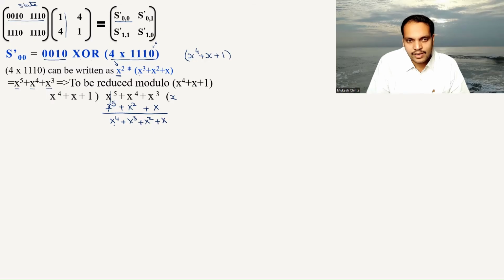Now it is still the same degree. I still have to reduce it. I can only accept x cube or lower. That's all. Because both the first degrees are equal, I can just multiply this with 1. So x power 4 plus x plus 1.